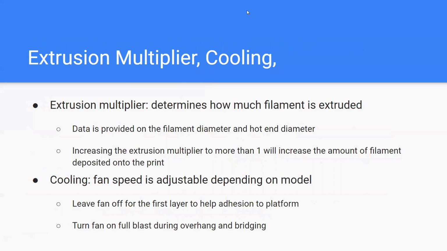All right, two more settings: extrusion multiplier and cooling. The extrusion multiplier determines how much filament is extruded. Data is provided on filament diameter and hot end diameter, and usually the defaults in Cura are good enough there. Increasing the extrusion multiplier to more than one will increase the amount of filament deposited onto the print. Again, this is really about density, and if you're optimizing strength, obviously more filament is going to make it a bit stronger, but do be careful about how much you're extruding, because we talked about that in the previous slide. You don't want to cause cloggage.